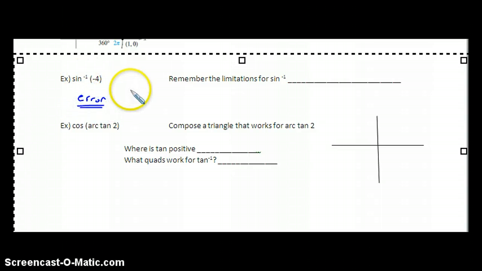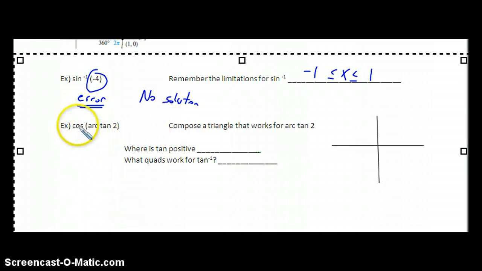And the reason for that is because on the unit circle, and in general, the sine inverse only exists when our values are between -1 and 1. So you can't have a -4 because -4 is not between 1 and -1. So this would be no solution. There is no angle that has a sine of -4.